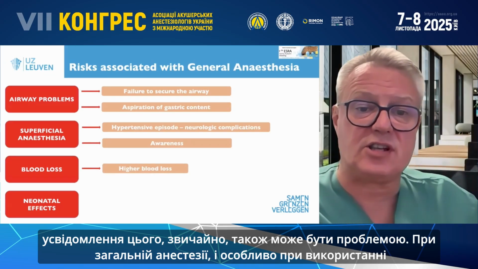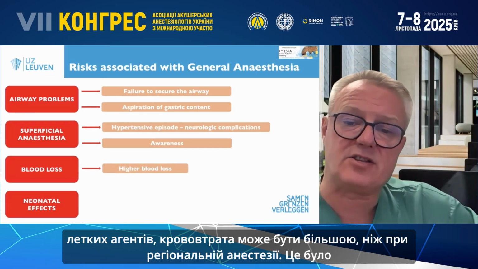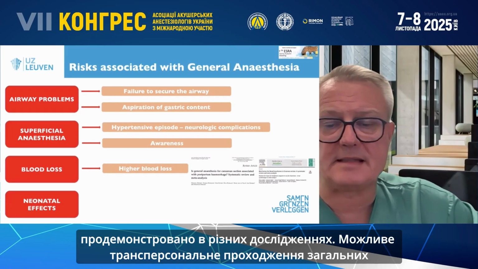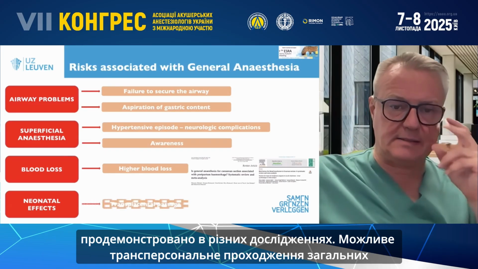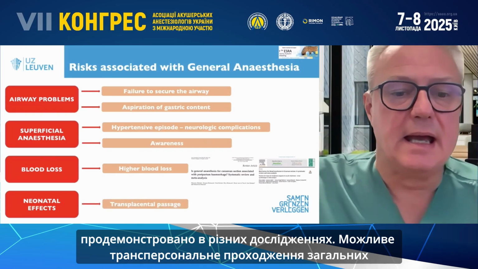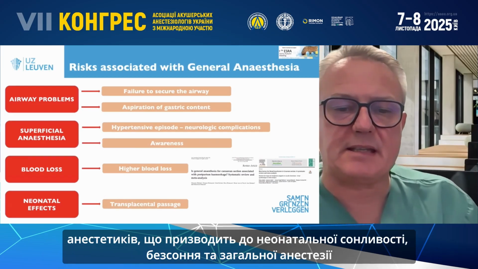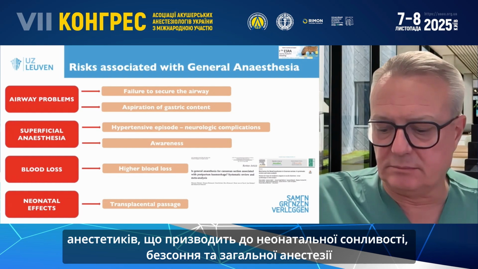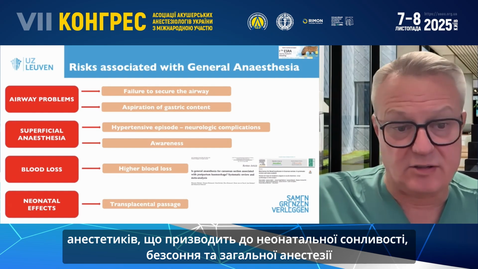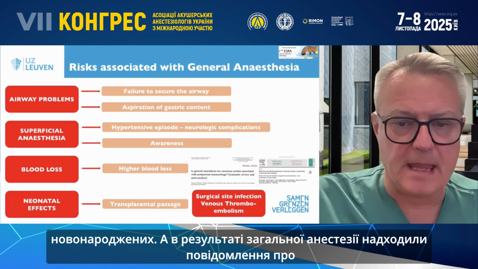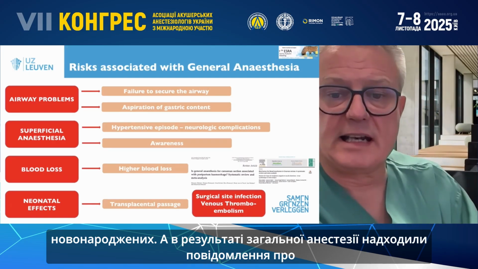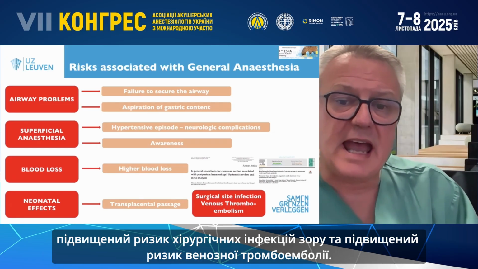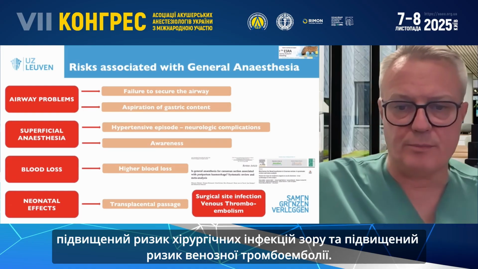With general anesthesia, and especially with volatile agents, there might be higher blood loss than with regional anesthesia. And this has been demonstrated in various studies. There might be transplacental passage of the general anesthetics resulting in neonatal drowsiness, sleepiness, and general anesthesia of the neonate. And as a result of general anesthesia, there have been reports of an increased risk of surgical site infections and an increased risk of venous thromboembolism.